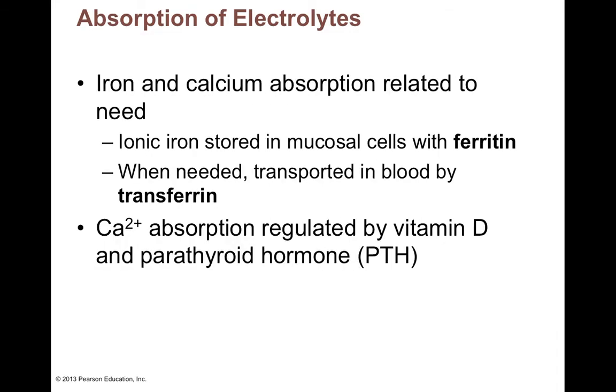Okay, cool. So iron and calcium, you guys, are absorbed along the mucosal cells with something called ferritin. Now, when you need them by your body, there's a molecule called transferrin that helps to transport calcium and iron around your bloodstream. And you might wonder, well, why do you need a special protein for calcium and iron absorption? Well, free iron is actually toxic to your bodies.